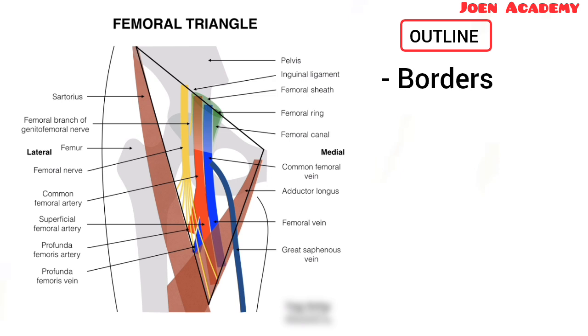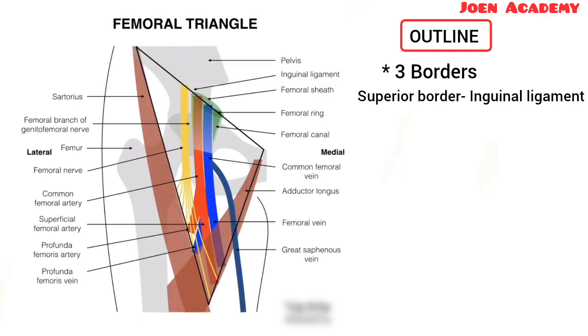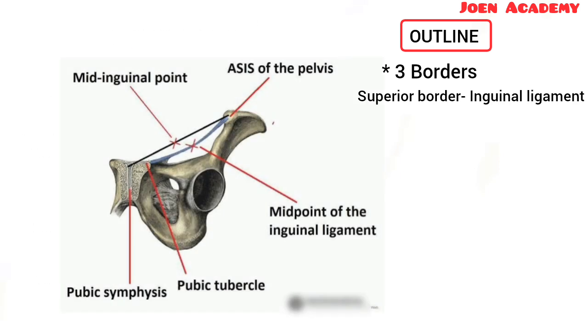The borders of the femoral triangle. The femoral triangle consists of three borders, a floor and a roof. The roof of the femoral triangle is formed by the fascia lata. The floor is formed by the pectineus, iliopsoas, and adductor longus muscles. The superior border is formed by the inguinal ligament. The inguinal ligament is a ligament that runs from the anterior superior iliac spine to the pubic tubercle.